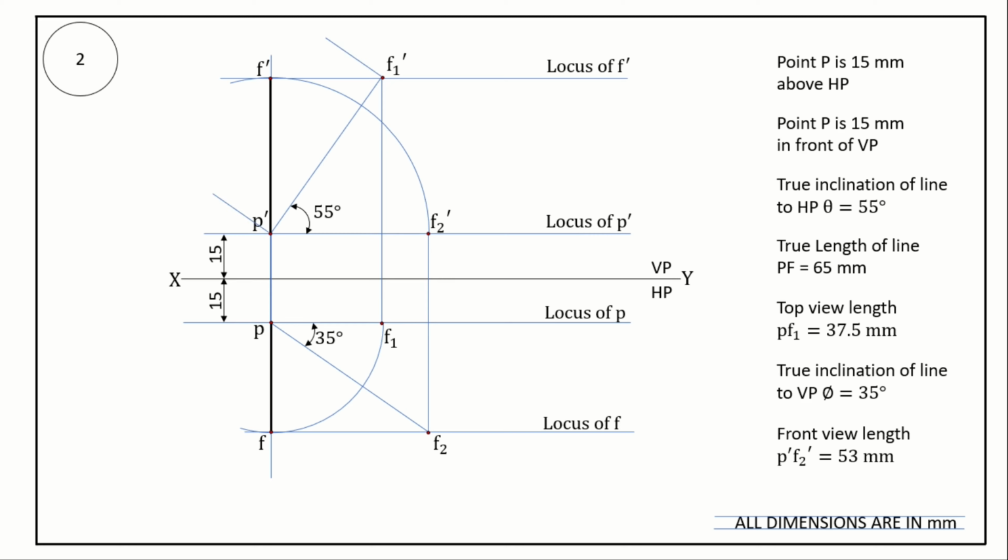Now show the dimensions. The true length of the line PF is equal to 65 millimeter. So I have drawn a projection line and a dimension line. Above the dimension line, I am writing the dimension 65 millimeter. So this is the answer for the given question.